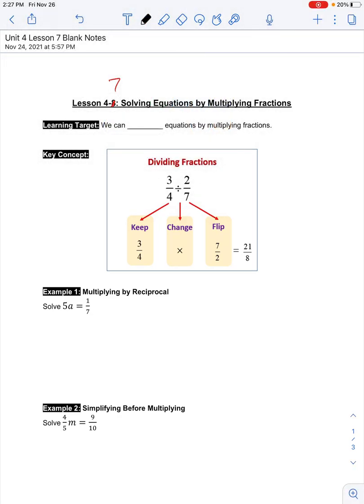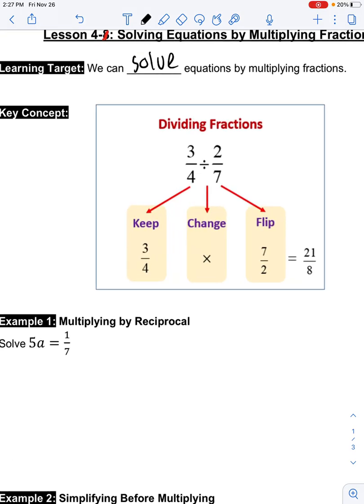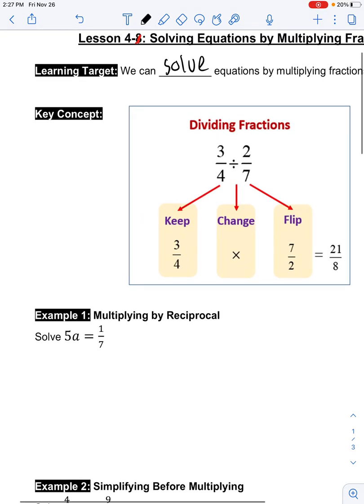All right, what do we got? Last lesson of Unit 7, I believe. We can solve equations, or Unit 4, Lesson 7. We can solve equations by multiplying fractions.